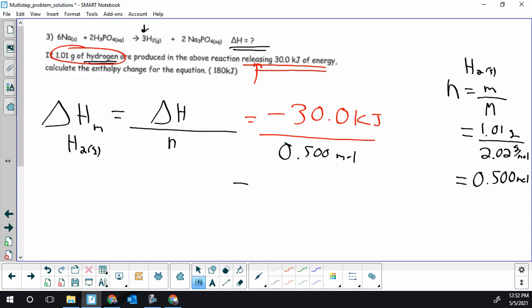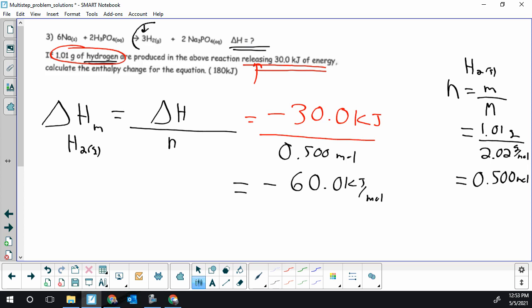So we have 30 kilojoules released for half a mole, or expressing it as a molar enthalpy, we're going to have 60 kilojoules released per mole. Now to solve this question, I'm going to do it orally first, or just thinking our way through it, and then I'll do it with a calculation. 60 kilojoules is released for every mole. I want to relate this now to our equation. I'm letting go of the 30 kilojoules and the 1.01 grams.